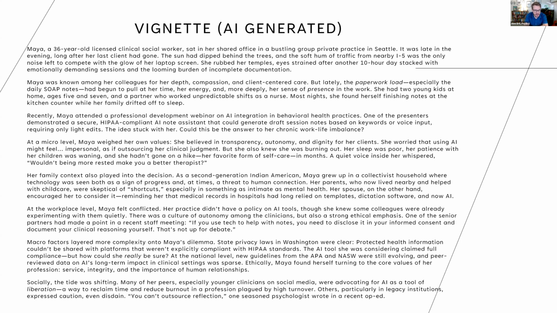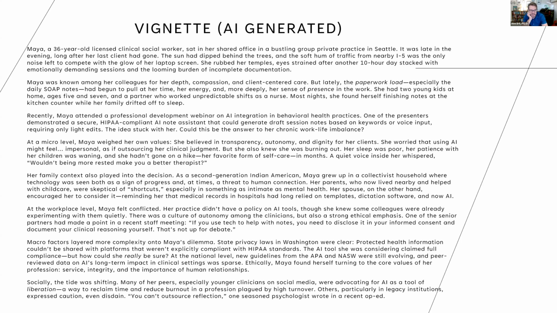Her family context also played into the decision. As a second generation Indian American, Maya grew up in a collectivist household where technology was seen both as a sign of progress and, at times, a threat to human connection. Her parents, who now lived nearby and helped with childcare, were skeptical of "shortcuts," especially in something as intimate as mental health. Her spouse, on the other hand, encouraged her to consider it, reminding her that medical records and hospitals had long relied on templates, dictation software, and now AI.